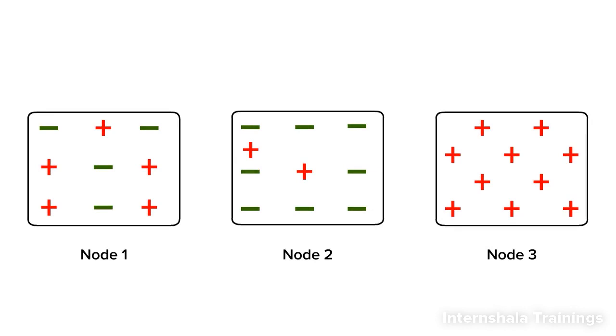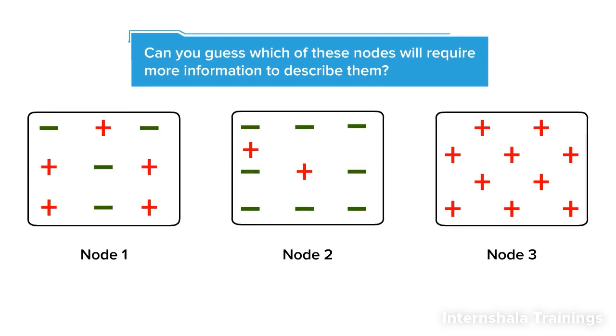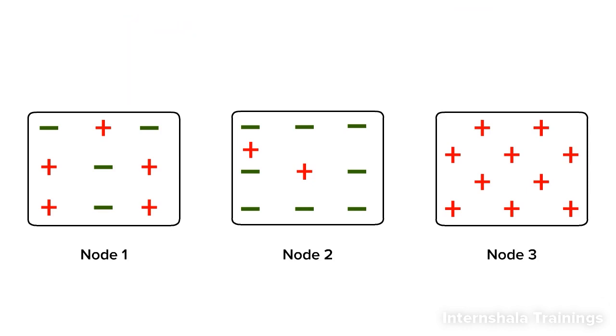Let's start with the simplest of the analogies. Consider these three nodes. Can you guess which of these nodes will require more information to describe them? Remember here, plus sign represents students who play cricket and minus sign represents students who do not play cricket. Now as you can see here that node 3 is a pure node since it only contains a single class, whereas node 2 is less pure and node 1 is the most impure node out of these three nodes since it has a mixture of classes and the percentage distribution is 50% in node 1.